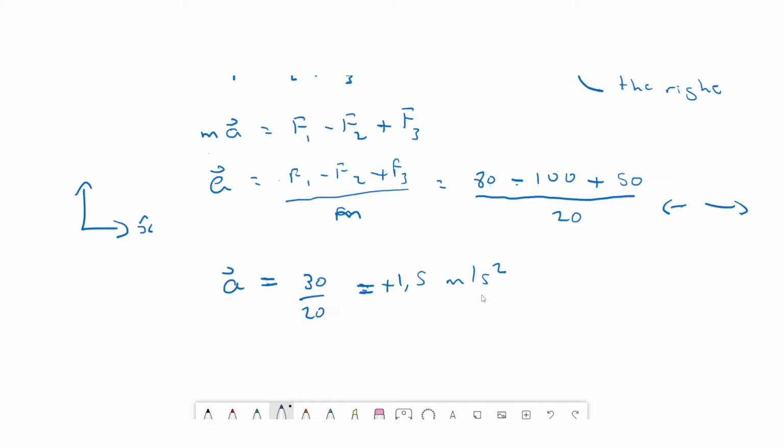All right. So since it is positive, it means that your acceleration, which is a vector, is going to be 1.5 meters per second squared. That is the size. To the right, that is the direction. How do I know that it's to the right? It's because my answer came out as positive. If my answer came out as negative, then it was going to be to the left. All right. So this is one way you can do it.